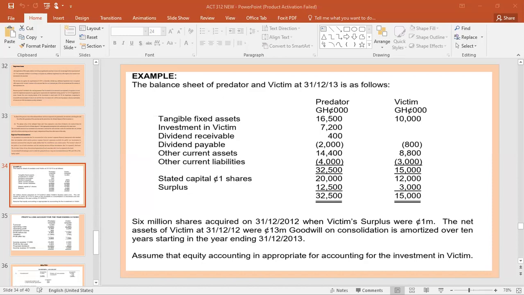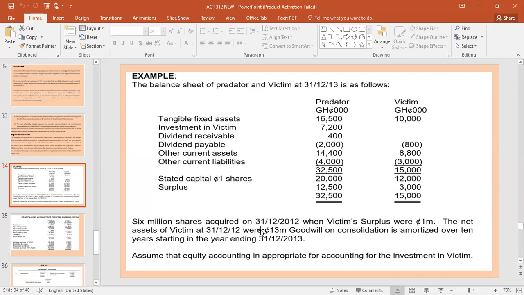Have you seen it in the footnotes? 6 million shares were acquired on 31st December 2012 when victim's surplus was 1 million. So that is the surplus that was there on the date of acquisition.